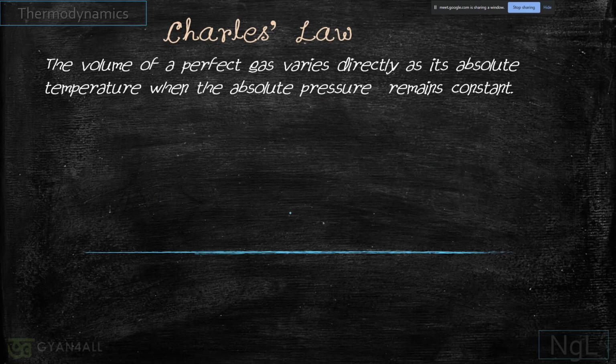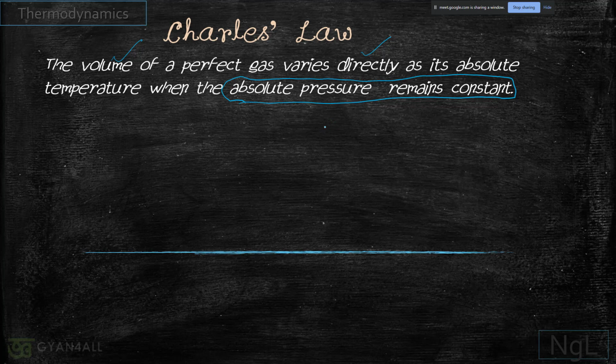Then another law, that is Joule's law. These laws are named after some scientist who discovered the law. So what is Joule's law? The condition for Joule's law is that absolute pressure remains constant. In that case, volume changes. How does the volume change? The volume of a perfect gas varies directly. In Boyle's law, it was inversely. It is directly. That means if temperature increases, volume will increase. If temperature decreases, volume will decrease.